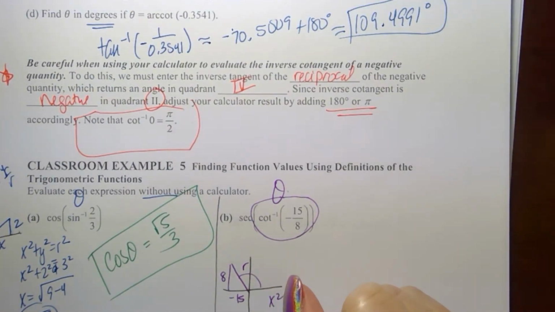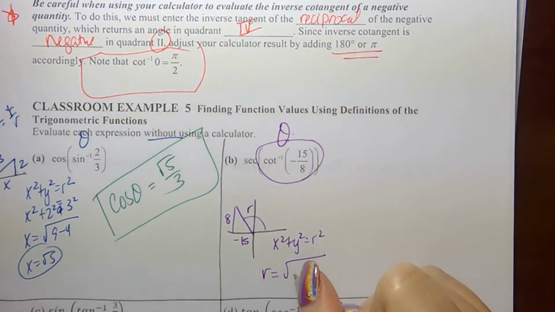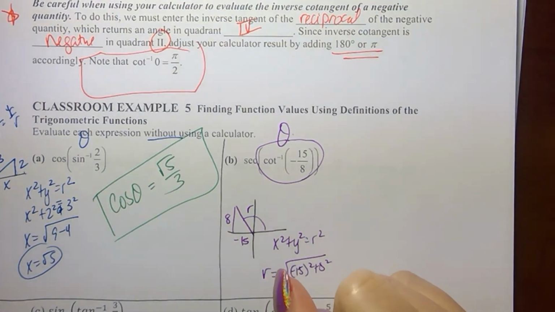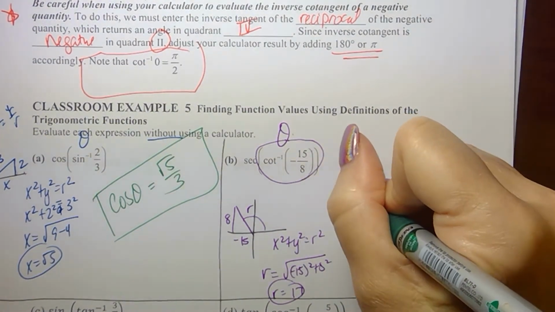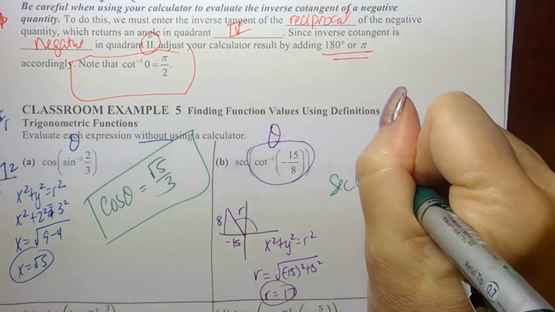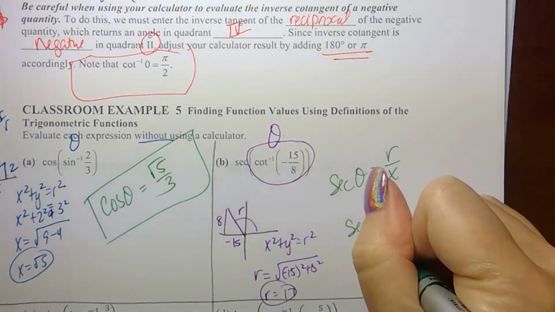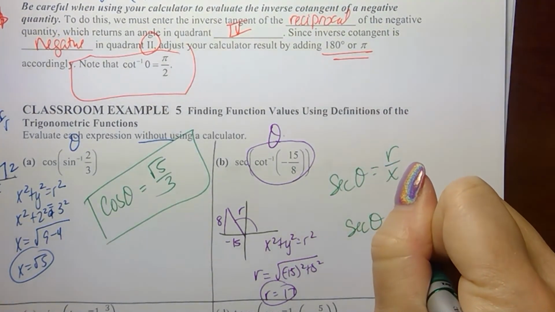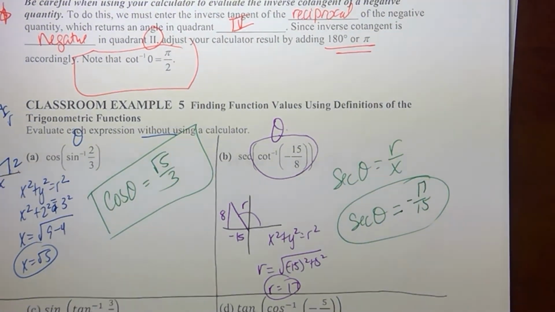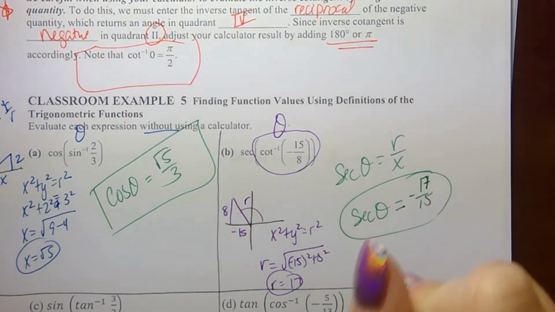Again, I use x squared plus y squared equals r squared. So r is going to be the square root of, and r is always positive, the square root of negative 15 squared plus 8 squared. When I simplify all that, r comes out to be 17. Now, secant is the reciprocal of cosine. Cosine is x over r, so secant is r over x. So secant of this angle theta is negative 17 over 15.